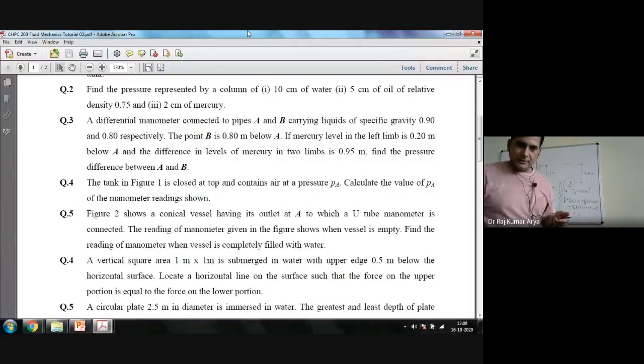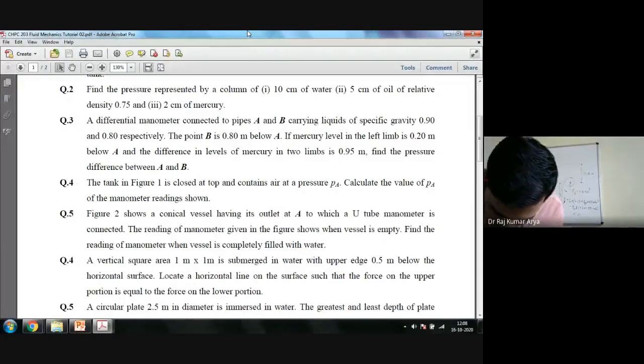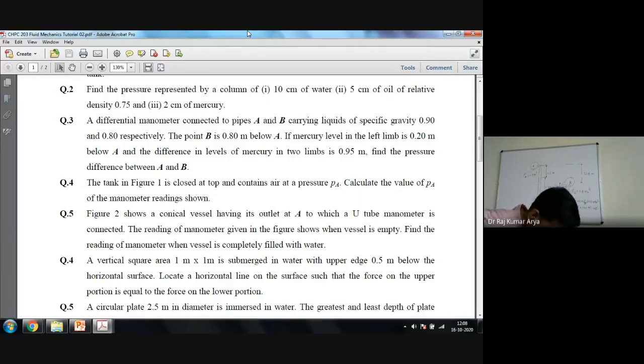Okay, you are right. I missed the mercury part. Now it's fine. So you have fluid A, so that came till here. Then you have mercury. Now you are going up from here to here. So this is your fluid B, and this one.